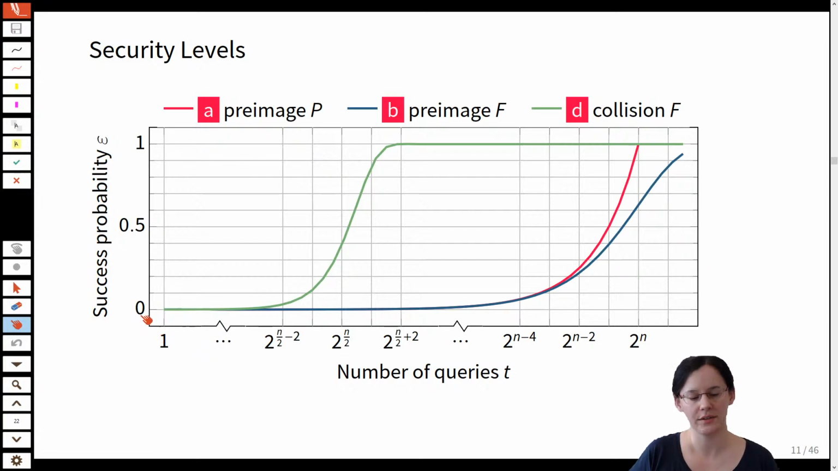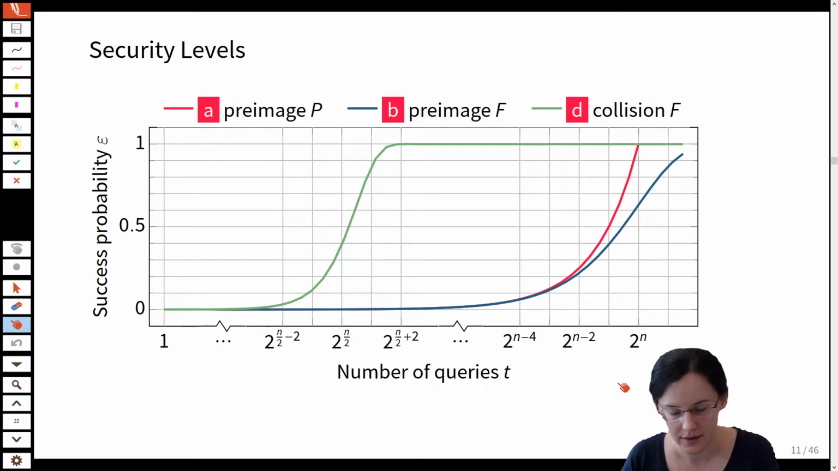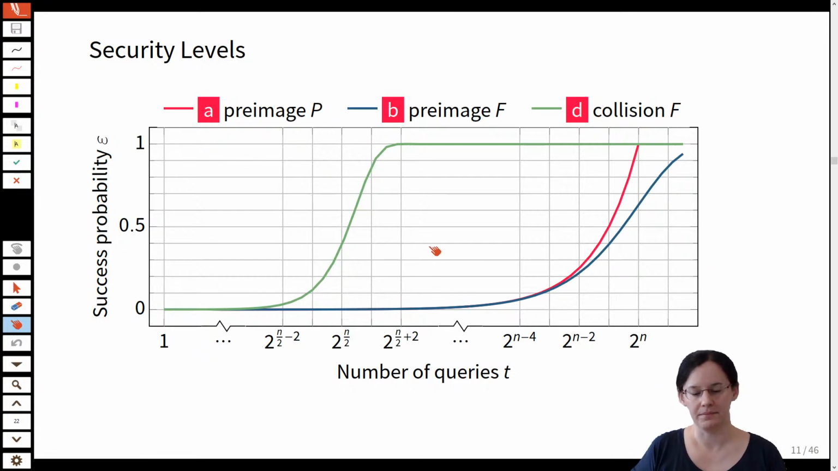If I would have drawn this axis here as a logarithmic axis instead of a linear axis, then these would actually have been straight lines here. So if you're interested in getting a deeper understanding of this picture here, one thing that makes sense to do as an exercise for yourself is try to draw this picture here on a doubly logarithmic scale. So here a logarithm and here a logarithm. Okay, so these are some of the curves that directly also correspond to some of the challenges like key recovery or finding pre-images or finding collisions in a hash function.